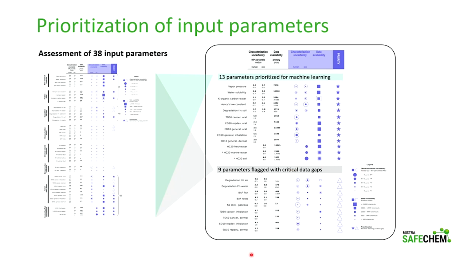But we also saw some parameters where we had this high relevance for obtaining robust results, but the data availability was really, really low. So for 9 parameters, we flagged them with highly critical data gaps, which need to be urgently addressed, but maybe not with machine learning as the primary tool. So then we are focusing now on these 13 parameters that we prioritized for machine learning and wanted to look at this data availability. How representative is it actually for our overall space of marketed chemicals?